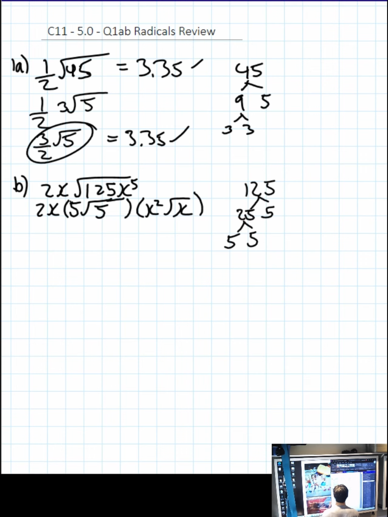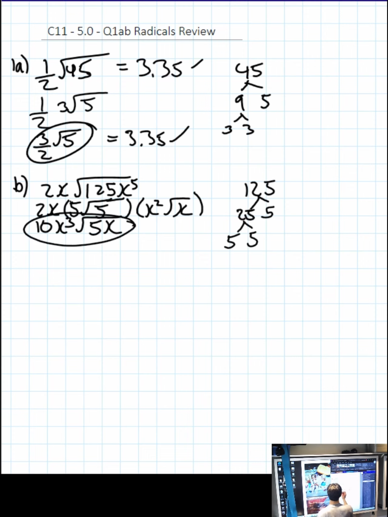Okay, we can combine all the numbers in front. So we have 2 times 5 is 10, so we can say 10. Then we have x times x squared, so that's x cubed. Then we can multiply the things that are left underneath the root, root 5x, and circle our answer.